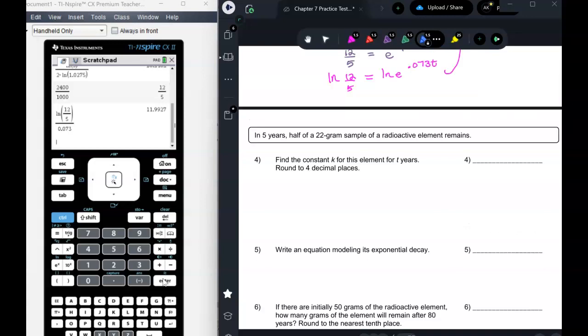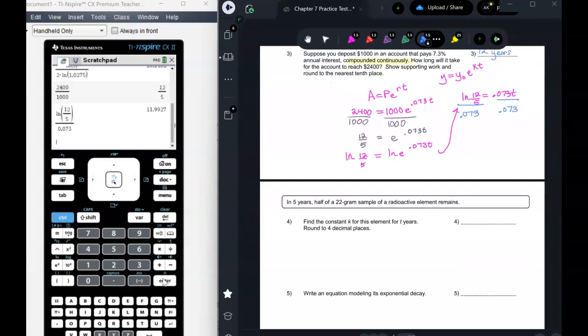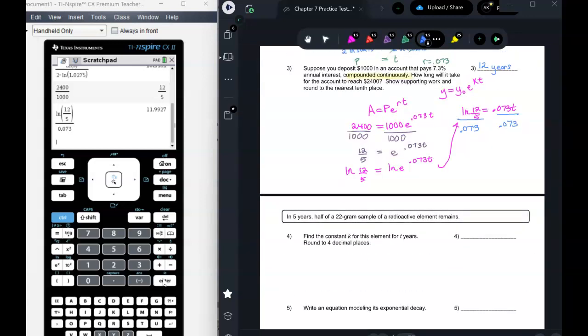All right. Here you go. So you put in the calculator 12 over 5, and 0.073 is just 12 over 5. Or no, that's what we're dividing by: the natural log of 12 over 5.